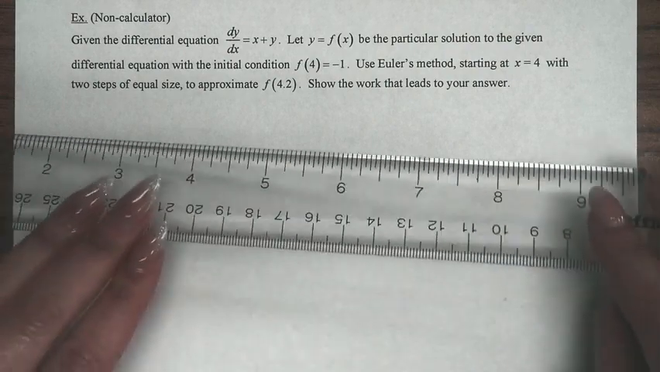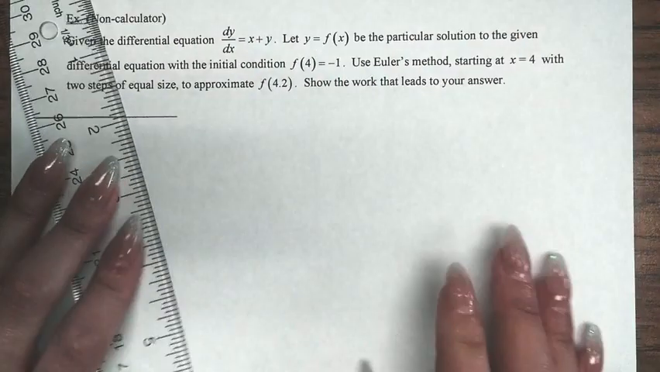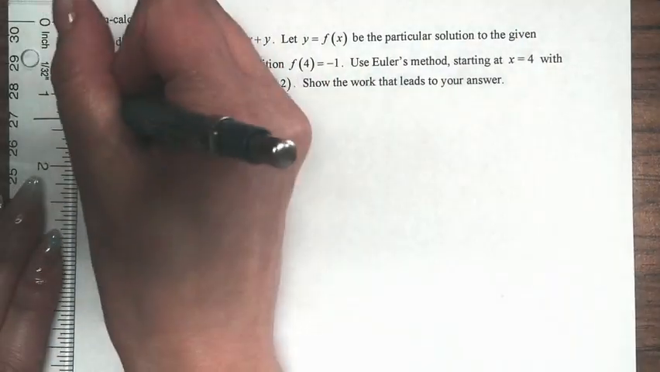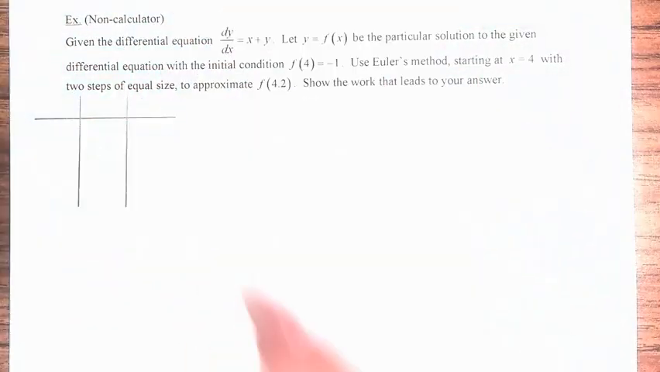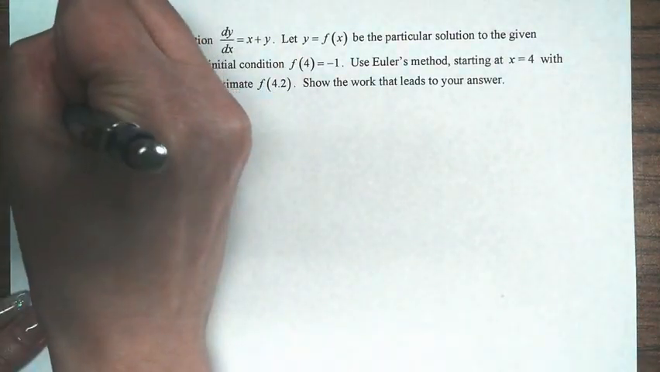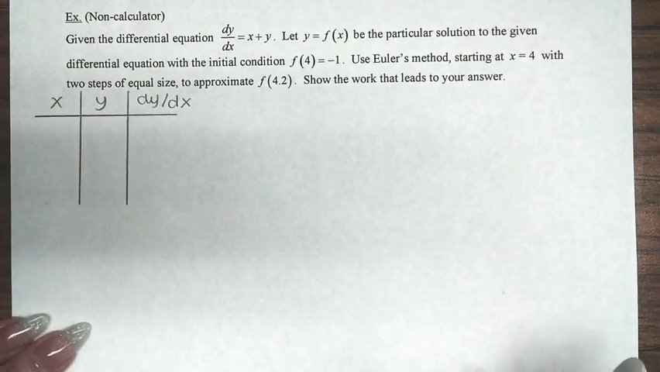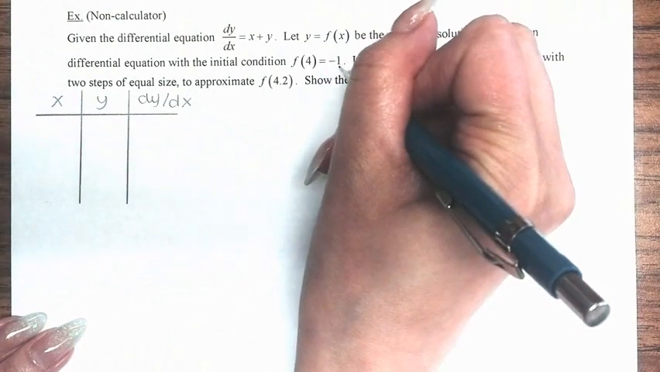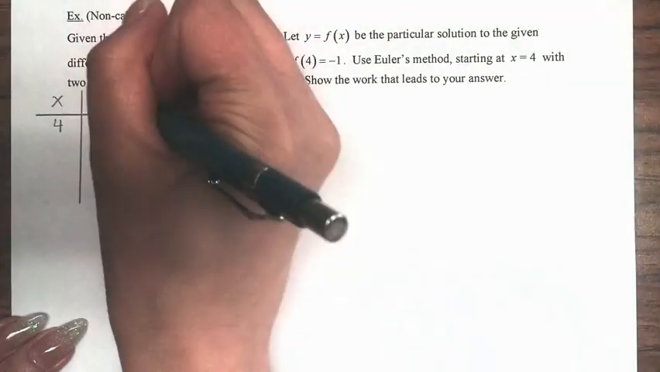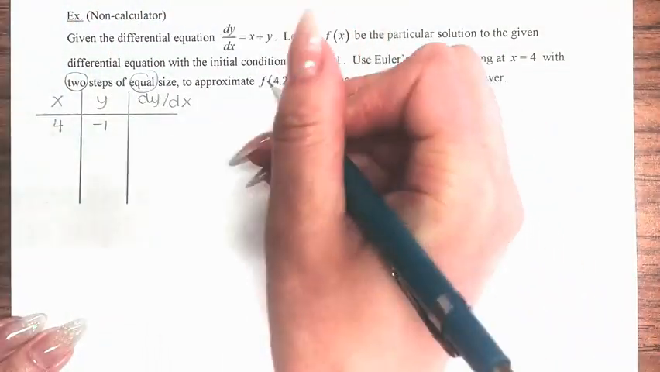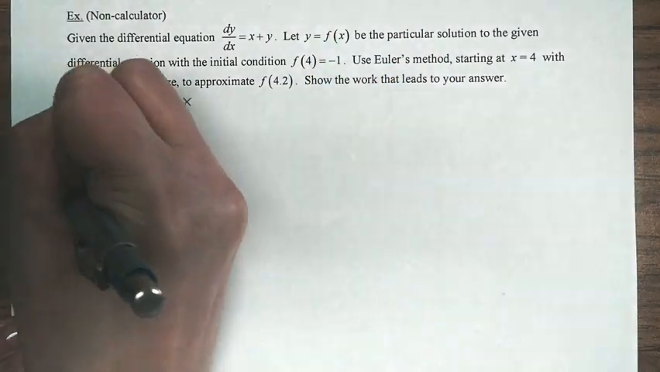Like the previous example, I would recommend you to start with a table so you know what you have, what you're looking for, and basically all the pieces of the puzzle. This is the table that I would create. I would put x here, y here, and here the value of the derivative. You start with your initial condition 4, -1. They told you to have two steps of equal size to approximate 4.2, so your end goal is going to be 4.2.